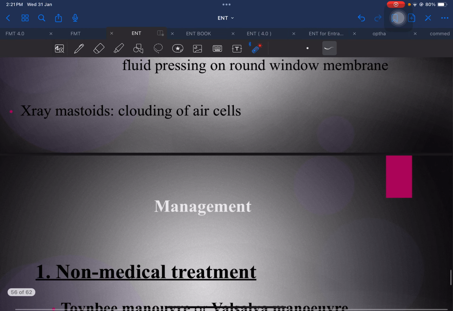In investigation we talked about pure tone audiometry and how we are going to do it in different age groups. We talked about tympanometry, the type of curve, the B curve seen. Similarly, we talked about the X-ray, lateral soft tissue of the nasopharynx. We talked about the X-ray of mastoid cells also.